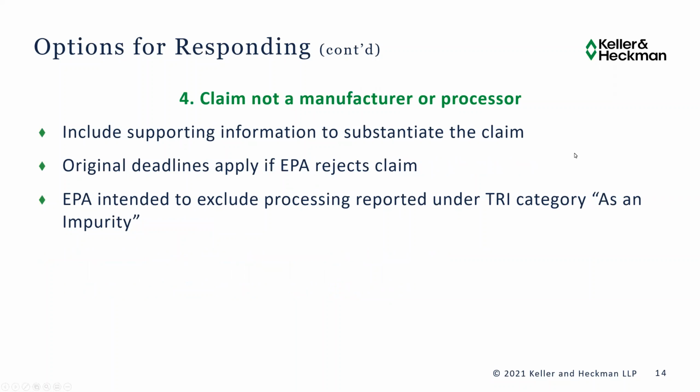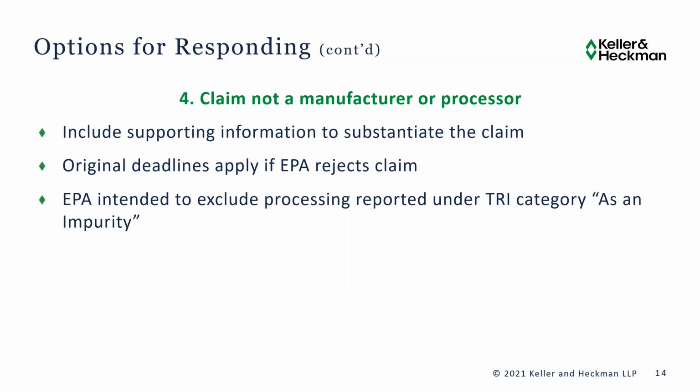The fourth option would be to claim that you are not, in fact, subject to the test order, that you are not, in fact, a manufacturer or processor. If you choose this option, you need to support your claim by submitting some substantiating information. EPA, again, has the option to reject your claim if they're not persuaded that you are not, in fact, a manufacturer or processor. If you select this option, the deadlines don't get pushed back if EPA rejects this claim.